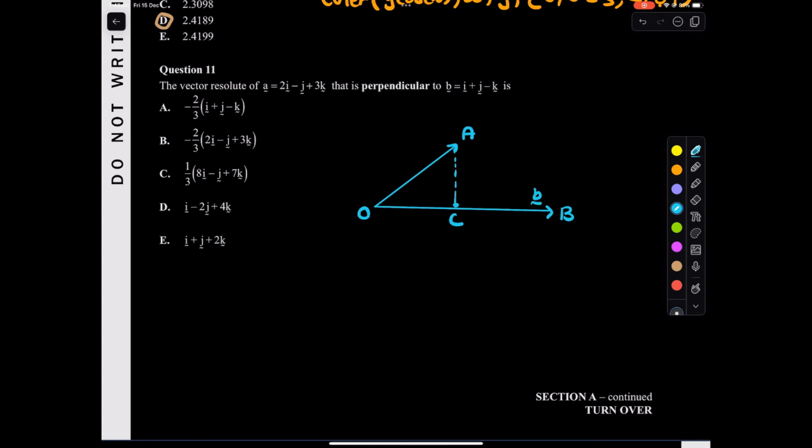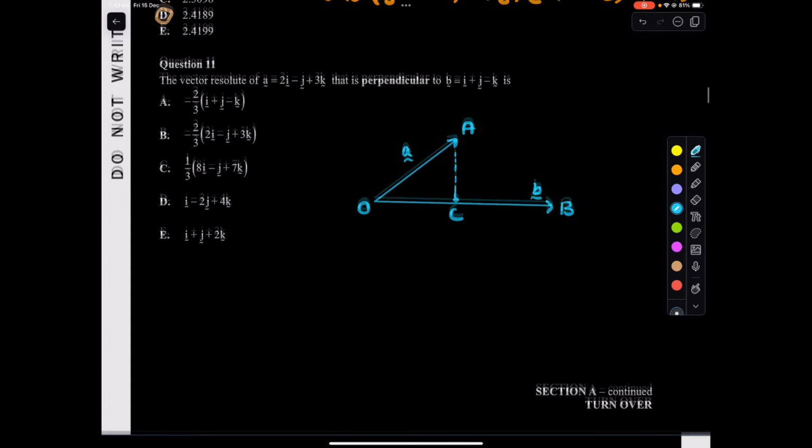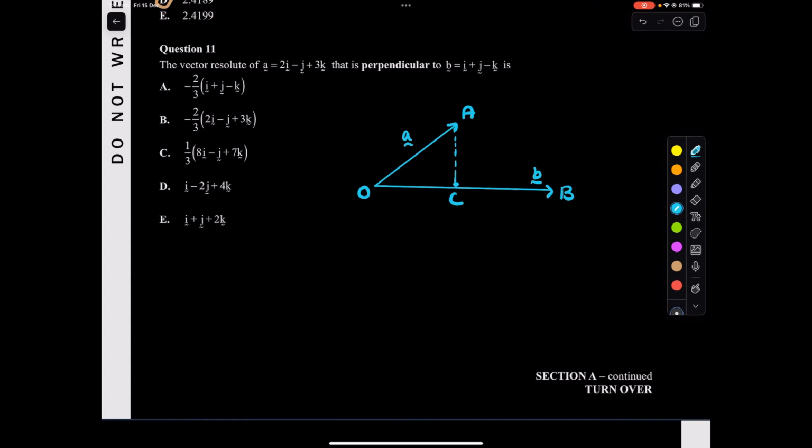We call this vector, vector B. This is vector A. And okay, so the vector resolute of A that is perpendicular to B is this vector over here. This is the vector that we want to get, that is perpendicular to B. So how do we get it?